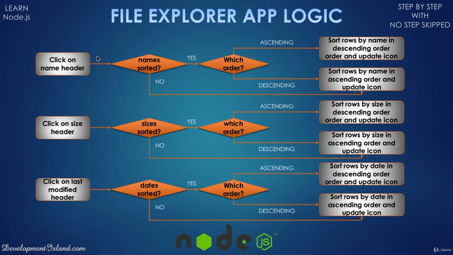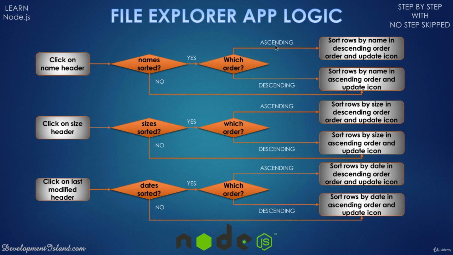When you click on the name header, for example, you check first if the names are already sorted. Even though we say that the names are sorted by default on this server, and that's what you get normally by default, we will still consider at the beginning that they are not sorted. So when you click for the first time on the name header, we will answer this question no, and then we will sort the rows by name in ascending order. Now, if they are sorted already, then we will check in which order they are sorted.